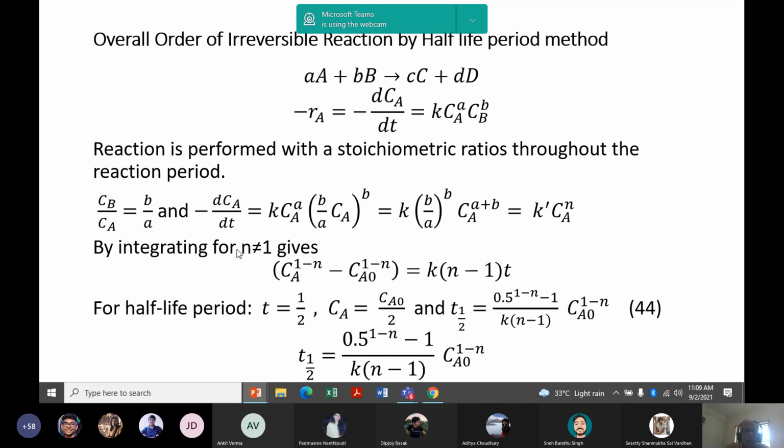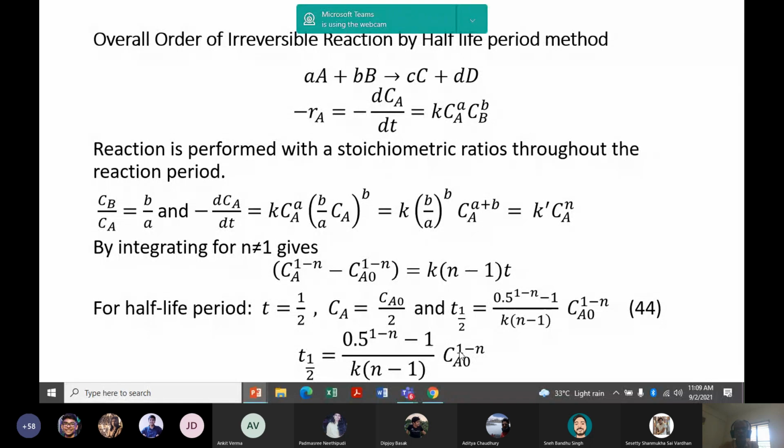Now you can integrate. If we assume n not equal to 1, then this is the form after integration, and substitute t is equal to t half. As in the case of first order reaction, you have seen the half-life period. Similarly, for nth order reaction, we can find out the half-life period t half. For that, Ca will be Ca0 by 2, substitute here Ca0 by 2, and you will get the expression given in the last line: t half is equal to this ratio multiplied by Ca0 to the power 1 minus n.